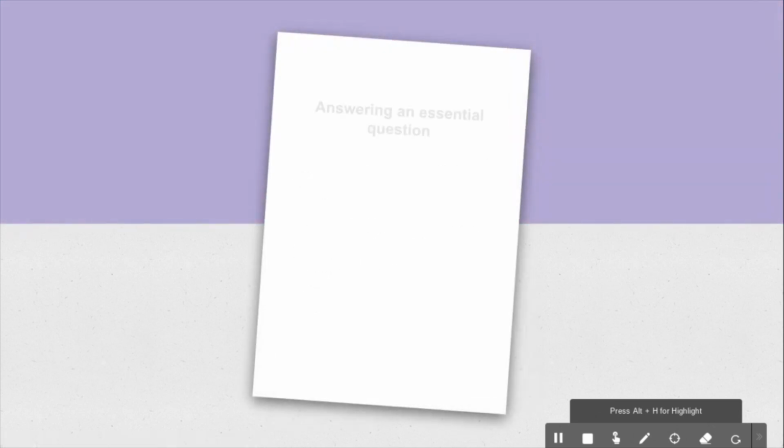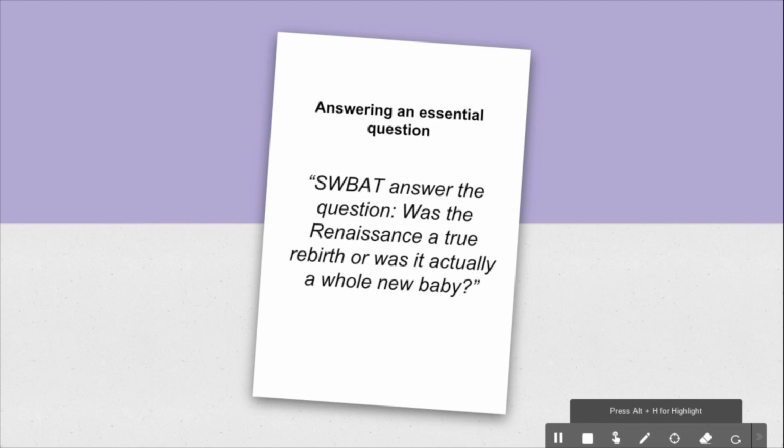Another supervisor told me that I should be answering an essential question, which is that broad topic of an idea that your entire lesson should also be answering. So for instance, students will be able to answer the question, was the Renaissance truly a rebirth, or was it actually a whole new baby, which is obviously historically based.